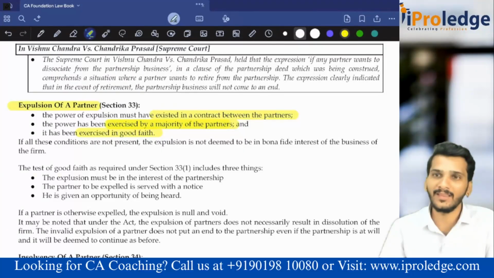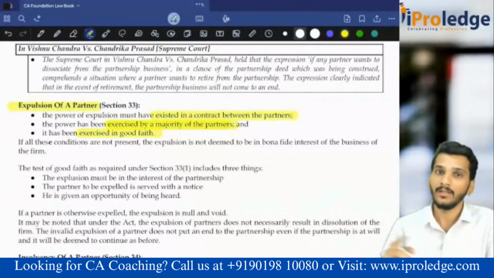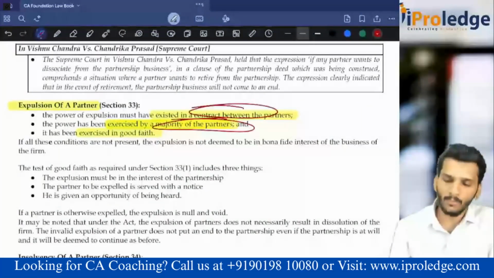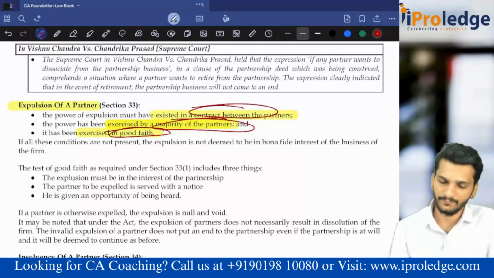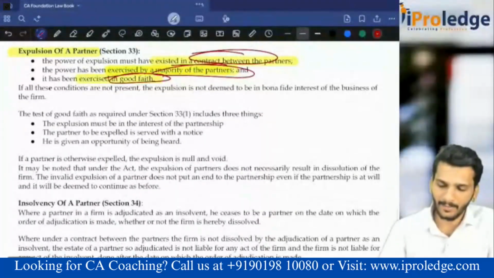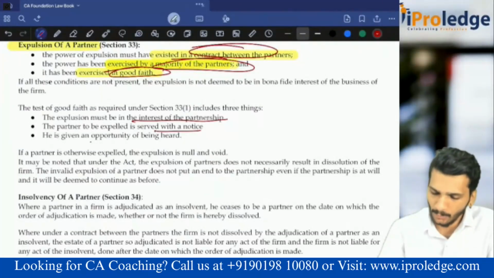One question is there on this concept only. You remember that example that wives of all the 3 partners went to the club and fought. That expulsion cannot be valid. The expulsion should, first of all, be there in the contract between the partners. Majority of the partners should approve, and it should be in good faith. And before expelling somebody, it must be in the interest of the partnership. Again, a notice should be served, and an opportunity of being heard should be given.